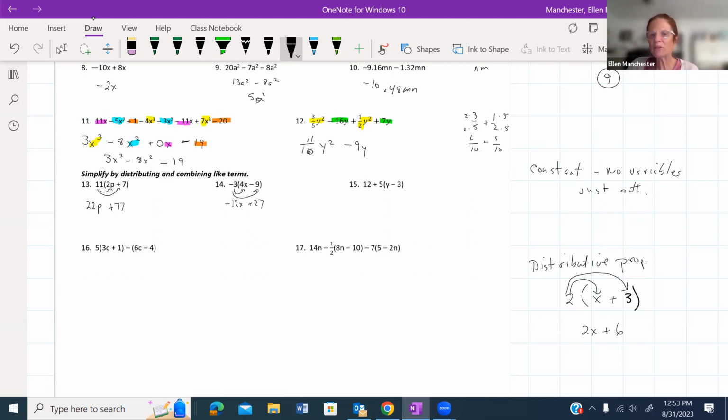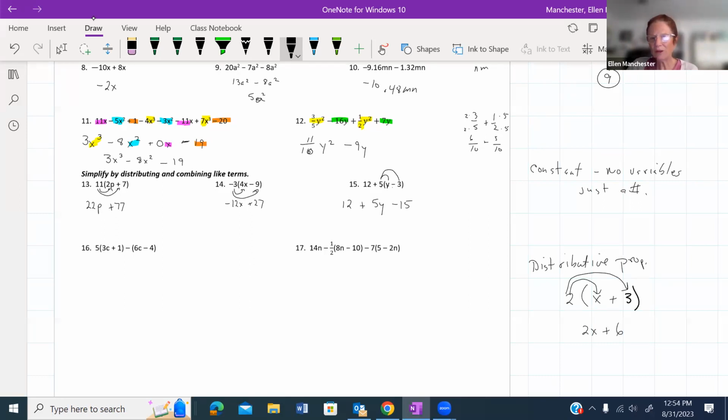Number 15, it's a little bit more. They're just kind of adding layers to it. So this 12 is separate from the 5. The 5 is what you're multiplying through the parentheses. So the 12 just sits there. The 12 just sits on the outside. So 5 times y is 5y. 5 times -3 is a -15.